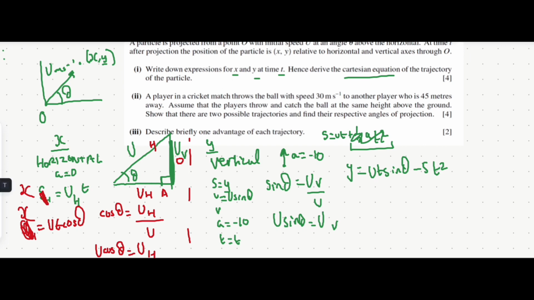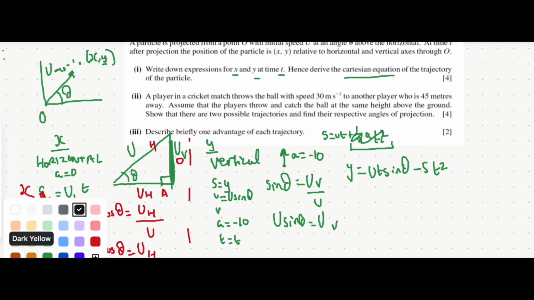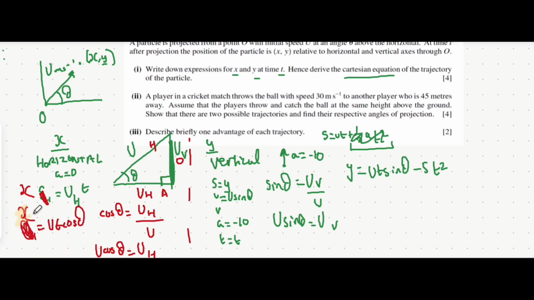Let's highlight all these important equations, by the way. So this is the equation for x in terms of t. Sorry, you'll see me change colors quite a lot. This is the equation for y in terms of t. It then wants you to find the Cartesian equation.